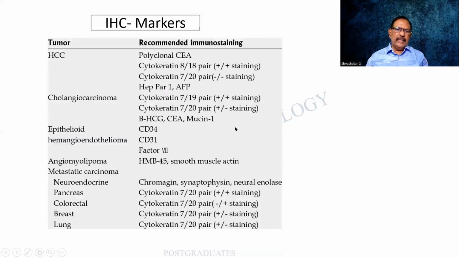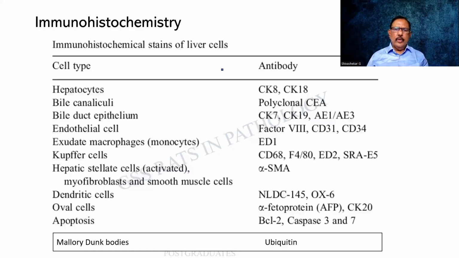The IHC markers, the list continues. So between the hepatocellular carcinoma and cholangiocarcinoma we have seen. But when it is an epithelioid hemangioendothelioma, I find factor VIII related antigen will be positive. Angiomyolipoma, it can be HMB45 or smooth muscle actin. And for other metastatic tumors, these will be the markers. Kindly go through this patiently and try to repeatedly memorize them. Not at one stroke, but you will be able to. And so also this. What is the cell? What is the antibody that is used? Mallory-Denk bodies that I had shown you can be demonstrated by means of ubiquitin.